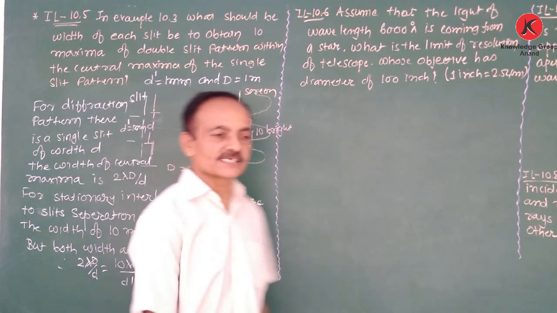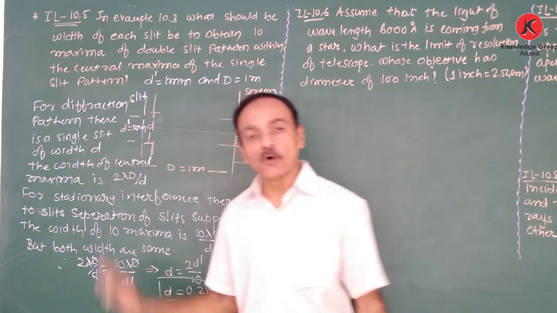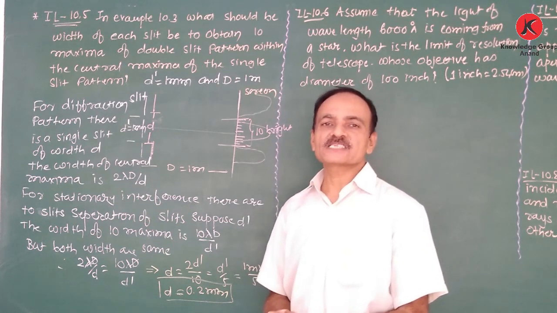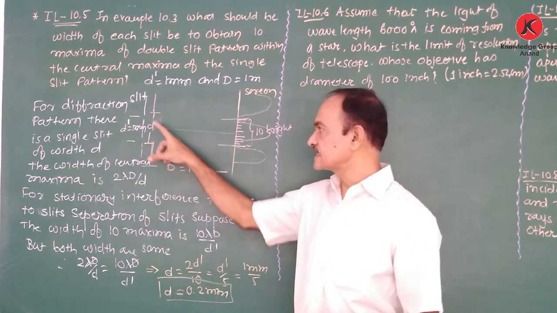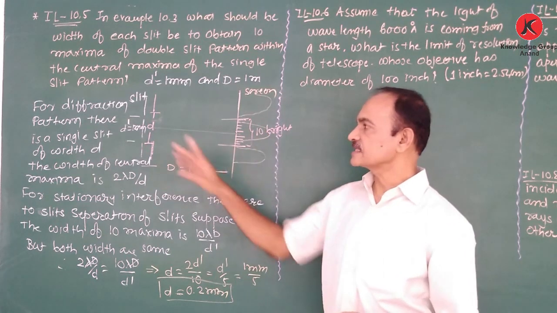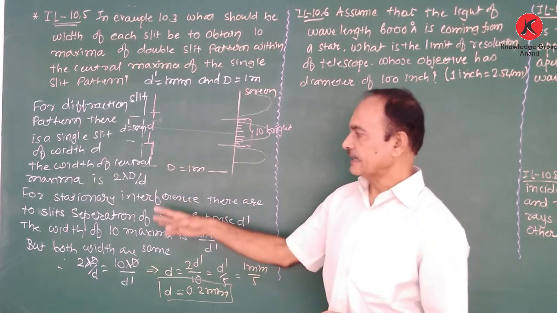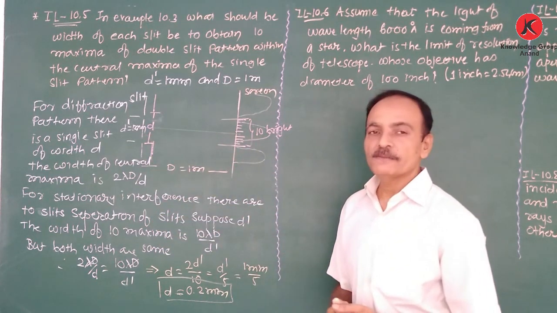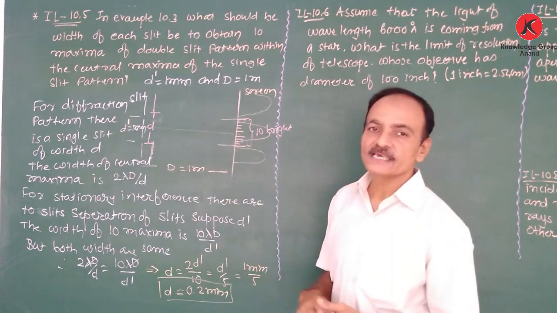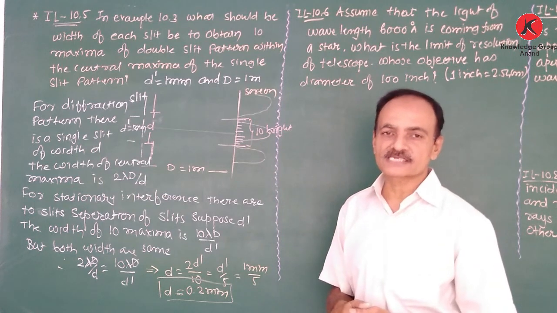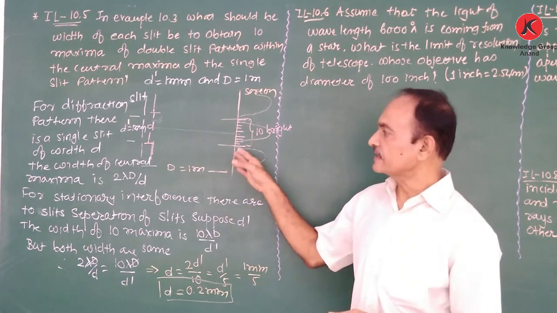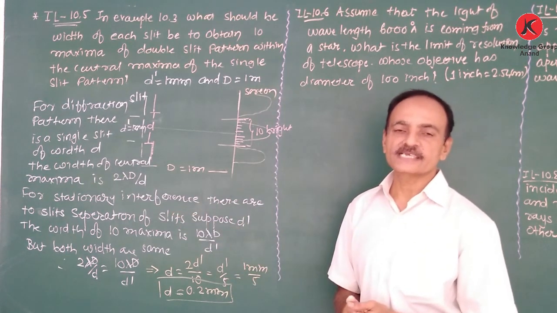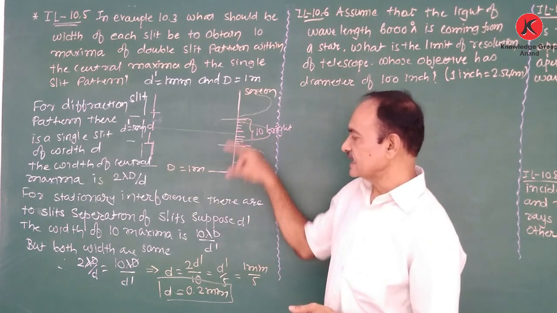Again, the question is not easy to understand. Here we have to compare both the interference and diffraction patterns. In the interference pattern, 2 slits are used, and within the width of the central maxima, 10 bright fringes are obtained. For the diffraction pattern, the width of the slit is d, and the width of the central maxima, within this width, we obtain the 10 bright fringes of the stationary interference. So both widths are the same.